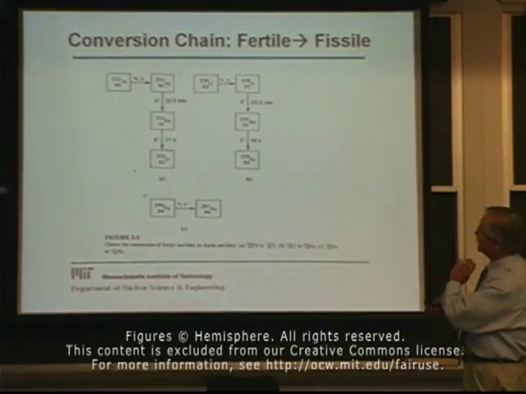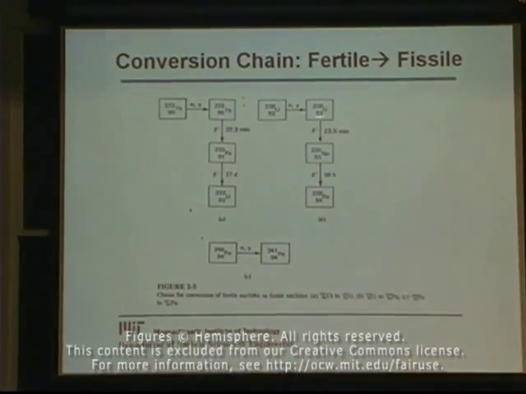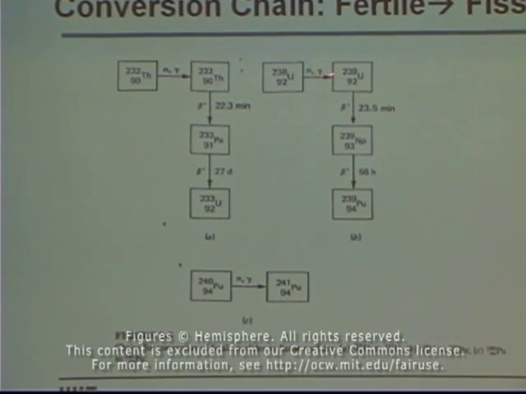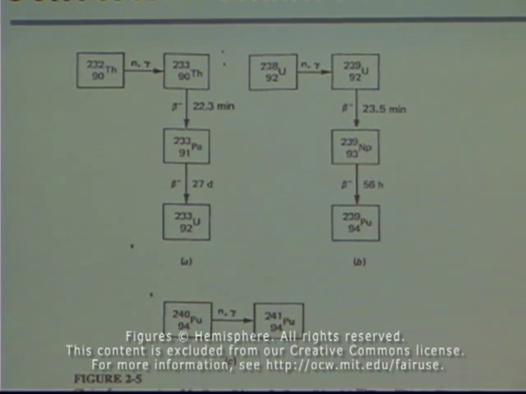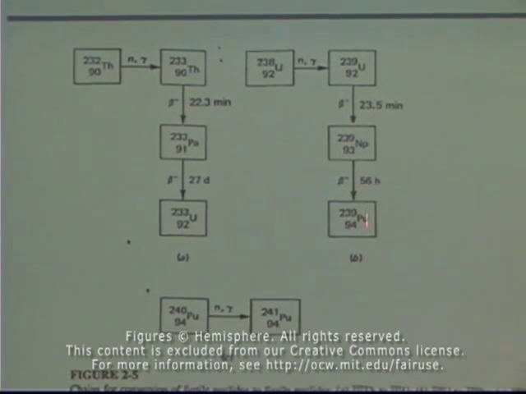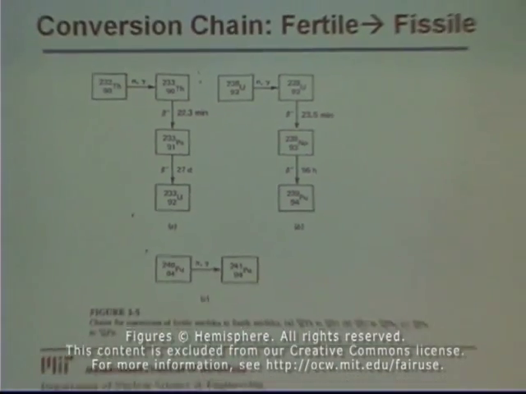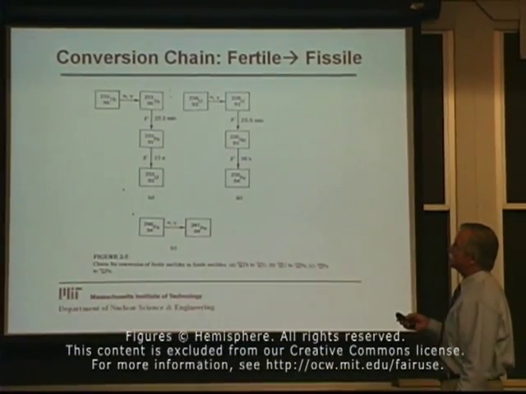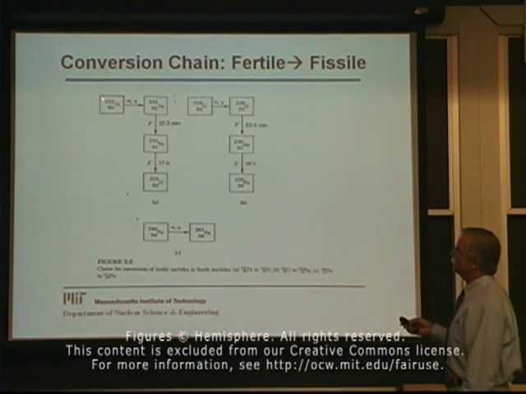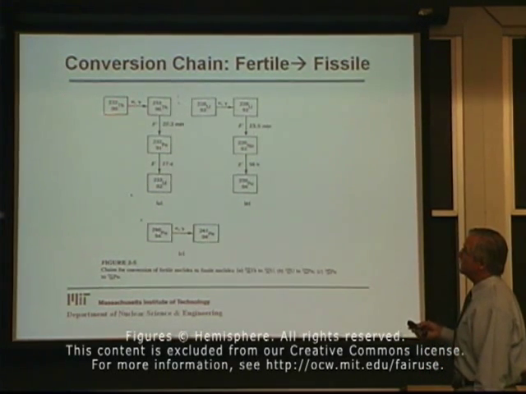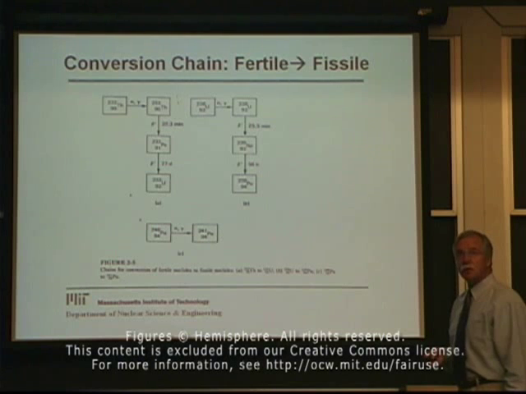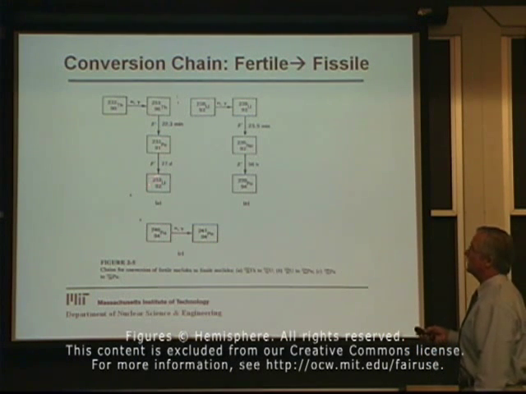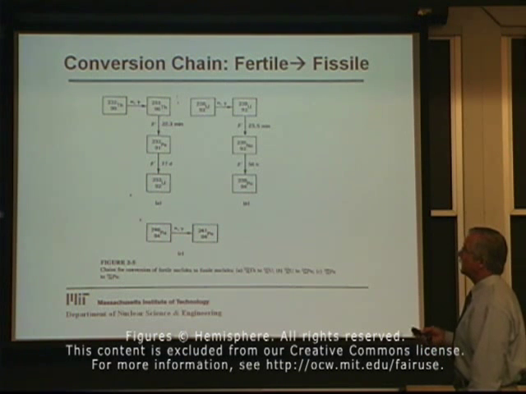I'm not going to talk too much about this, but in the fertile to fissile chain, you look at uranium-238, it captures a neutron, goes to 239, by beta decay goes to neptunium, neptunium to plutonium-239. And this, again, is the fissile isotope. This is a simpler diagram than the one I just showed you, but the principles are the same. A lot of people talk about the thorium fuel cycle. Thorium-232 capturing a neutron goes to thorium-233, which ultimately decays to uranium-233, which is, again, a fissile isotope that can be used to power nuclear power plants based on a thorium fuel cycle, not a uranium fuel cycle.